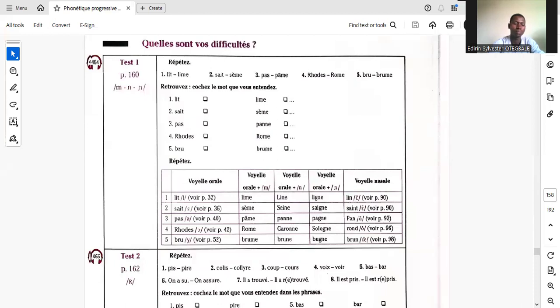Quelles sont vos difficultés? Test 1. 1. Li, lime. 2. Ça, sème. 3. Pas, pam. 4. Rode, Rome. 5. Bru, brume.